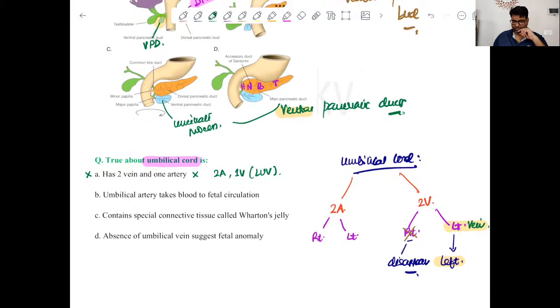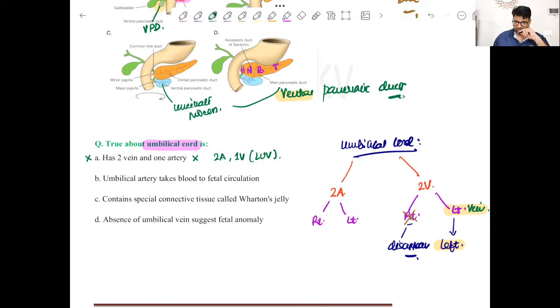This is one thing. Now coming to option B, umbilical artery takes blood to fetal circulation. Is it right or is it wrong? Now this is again very interesting, and let me see first, and then I'll give you the concept, and hopefully you will never forget it in your life. About option B, Shahnawaz does agree that option B is right.